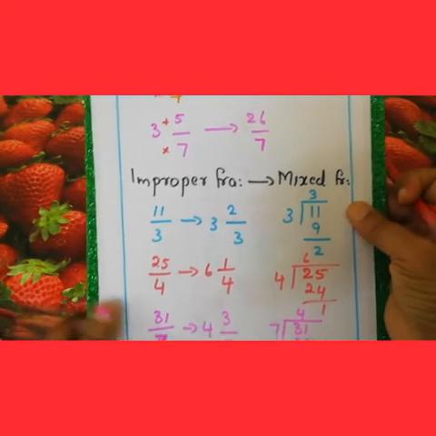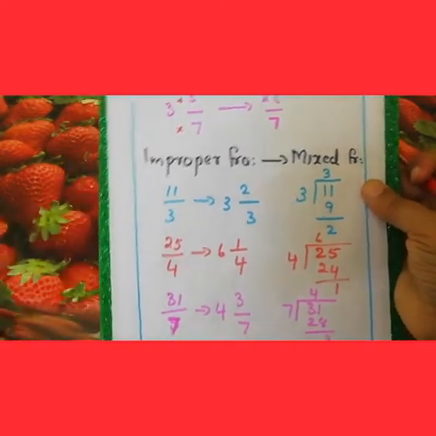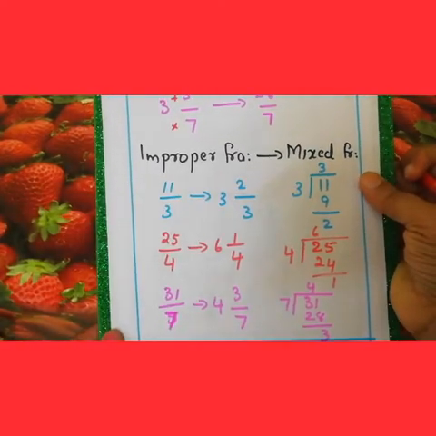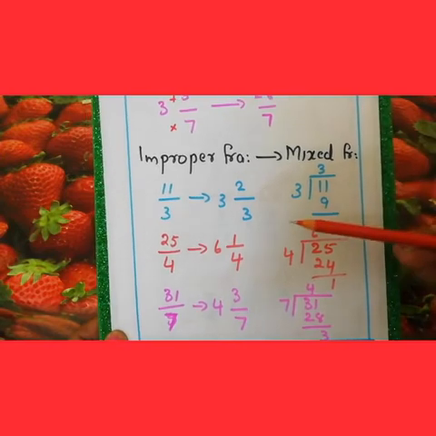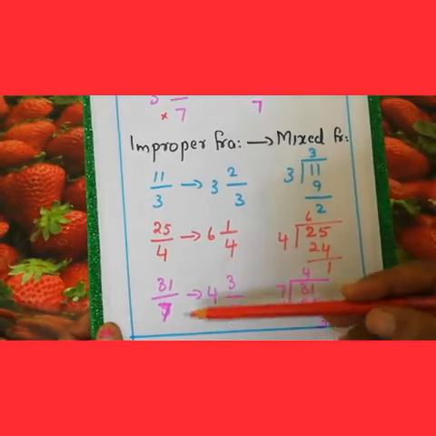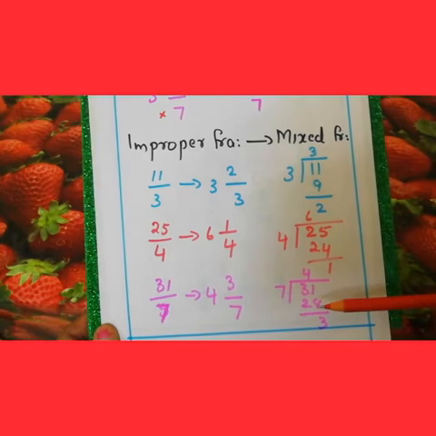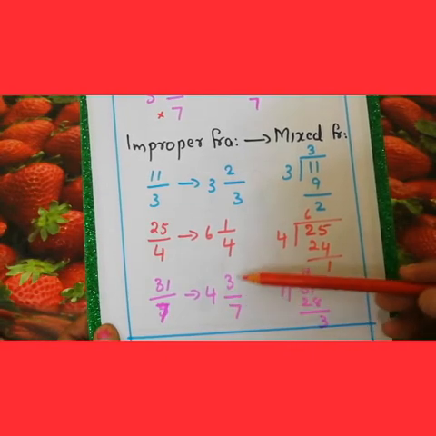Then next example, 25 by 4. When it is converted into a mixed fraction, it will become 6 1 by 4. And the other example, 31 by 7. When it is converted into a mixed fraction, it will become 4 3 by 7.